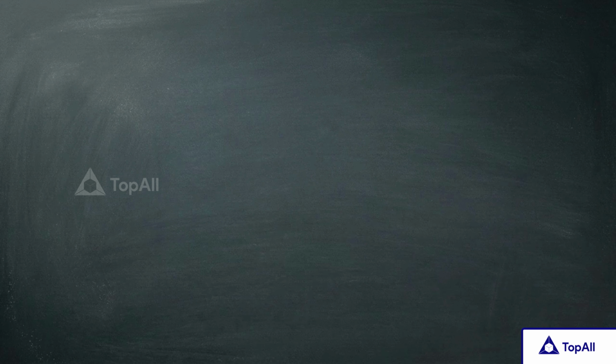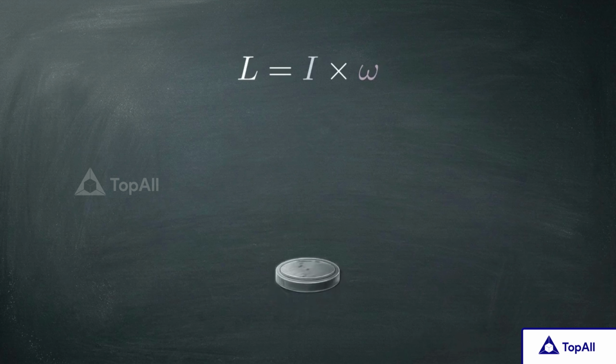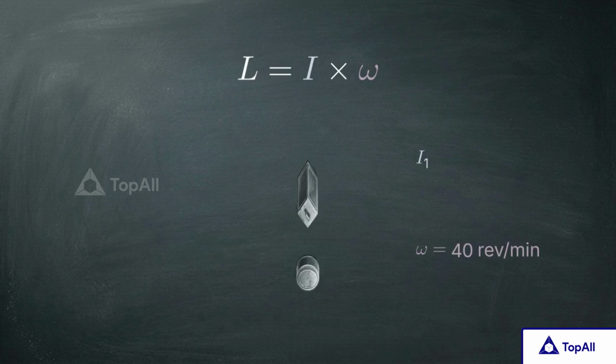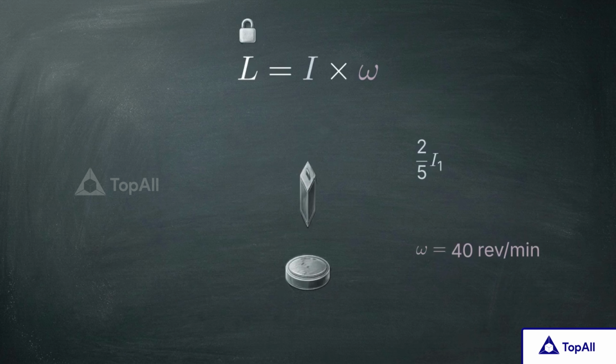This brings us to the defining equation for rigid rotational systems. Angular momentum, L, equals the moment of inertia, I, multiplied by the angular velocity, omega. Imagine a child on a frictionless turntable, spinning with arms outstretched at 40 revolutions per minute. The child folds their arms tight, reducing their moment of inertia to 2/5 its original value.